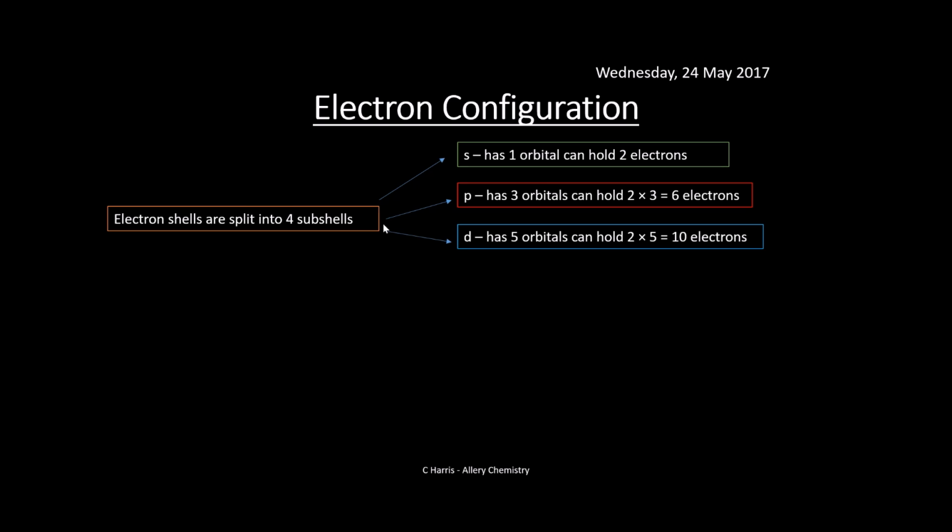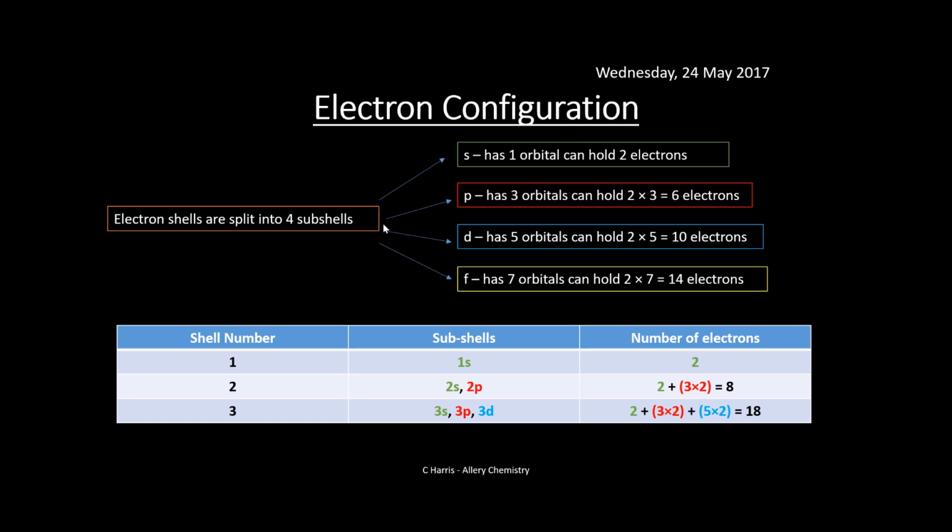The D subshell has 5 orbitals and that can hold 10 electrons. Remember, each orbital can hold 2 electrons each, so that's where we're getting the 10 from. And the F subshell, sorry, has 7 orbitals and can hold 14 electrons. Again, each orbital can hold 2 electrons. So you'd see an example here.